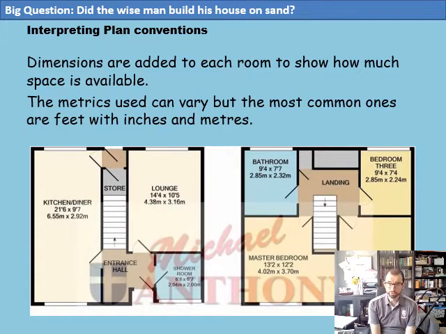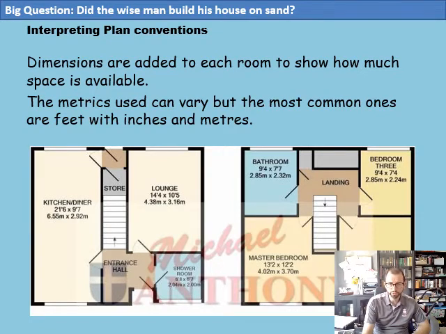So, interpreting some conventions, here are some plans. Dimensions are added to each of these rooms to show how much space is available. These are plans from Rightmove, which is a website for buying houses. I would often find that you would have the conventions for arrows on the outside of drawings. They wouldn't normally have the dimensions inside the drawing itself. The measurements that are normally used are going to be feet and inches or meters. We've been trying to use meters a lot more nowadays, but feet and inches are still used quite a lot in the construction industry.